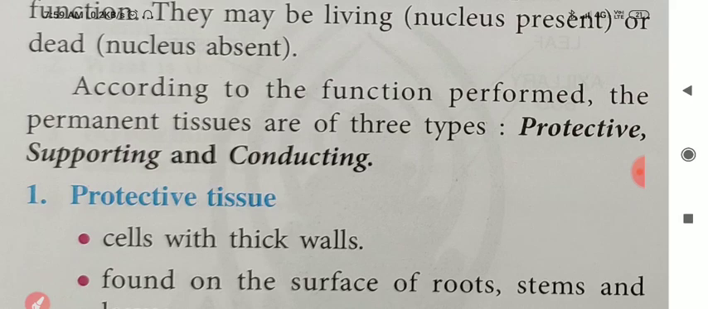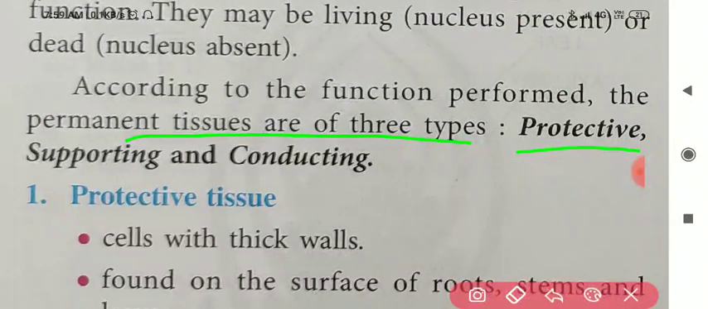Next, according to the function performed, permanent tissue are of three types. Types of permanent tissue: protective, supporting and conducting. There are three types of permanent tissue based upon their function: protective, supporting and conducting. So all this you must note in your notebooks.